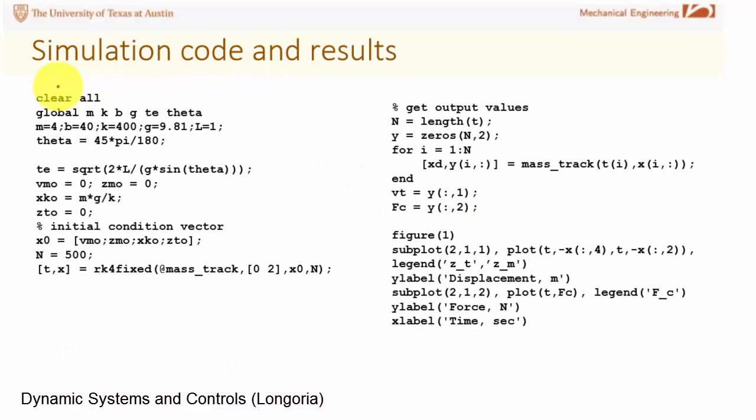Finally, as before, simulation file sets up all the parameters, angle of the incline, and all the mass, damping, stiffness parameters as shown before. Here's my calculation of T sub E. Set initial conditions as we defined already, and run RK4 fixed. Then I go through and compute my output variables. Finally, plotting. So as you can see, all this hopefully is becoming standard. And you can see that I use the same pattern for all of these.